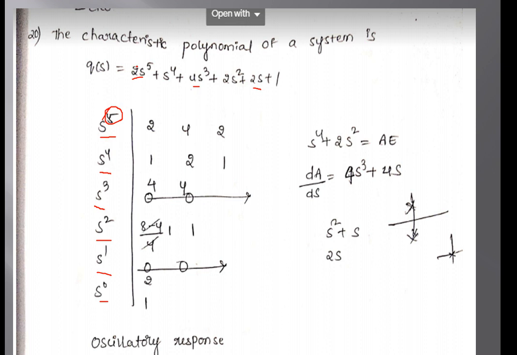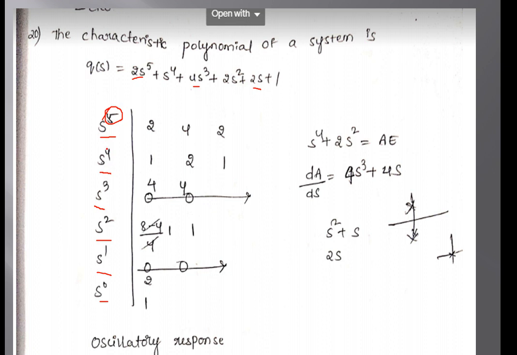So here the highest power is s power 5. So I am writing s power 5, s power 4, s power 3, s power 2, s power 1 and s power 0. And here s power 5, 5 is the odd number. So I am writing odd quotients in this row. So s power 5 quotient is 2, s power 3 quotient is 4, s power 1 quotient is 2.